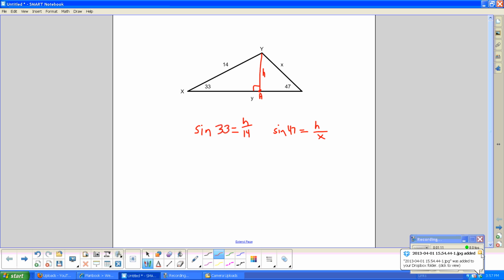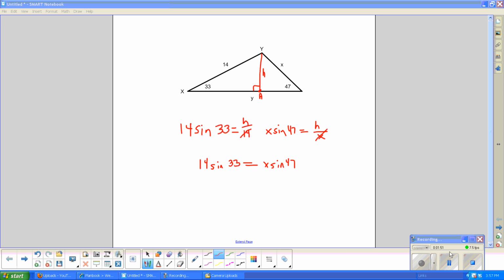Well, solving both of these equations for h, I can get 14 sine 33 equals h, and I can get x sine 47 equals h. h equals h, so I can write 14 sine 33 equals x sine 47. And by making two different triangles and using the common leg h, I can find x here. I have one equation with one unknown, x.